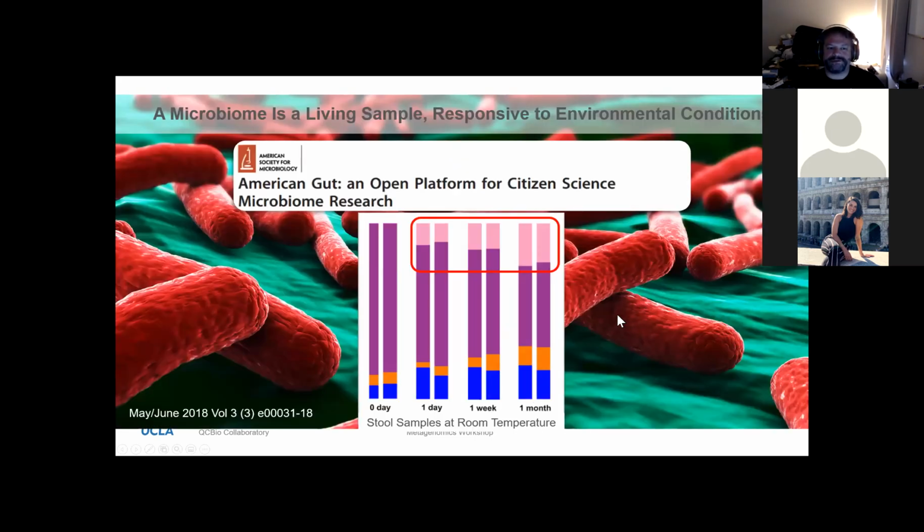Another thing to remember is that the microbiome is a living sample responsive to environmental conditions. What I mean by that is we know that microbes like different environments. This was actually an issue that the American Gut Project had fairly early on. So this is looking at stool samples at room temperature. I don't know for sure what any of these taxa indicated here are, but as a sample set out for a day, some new taxa started to appear.